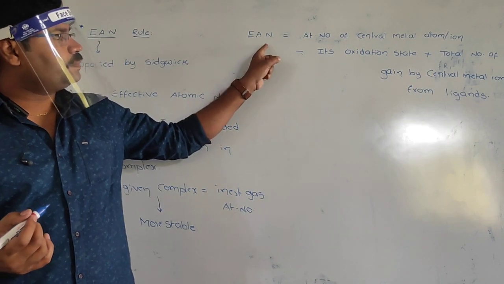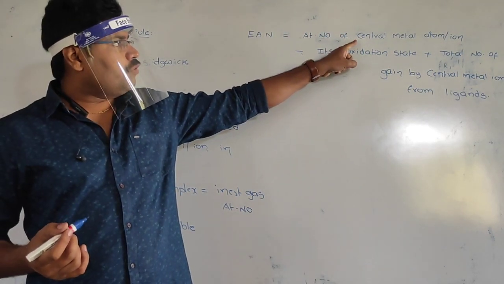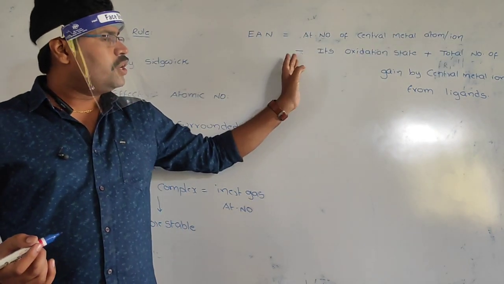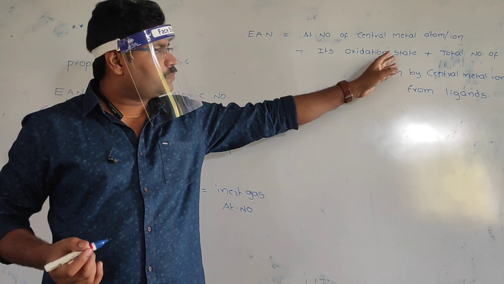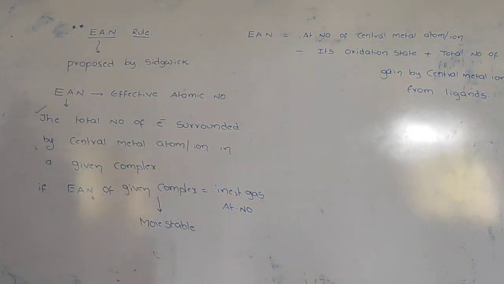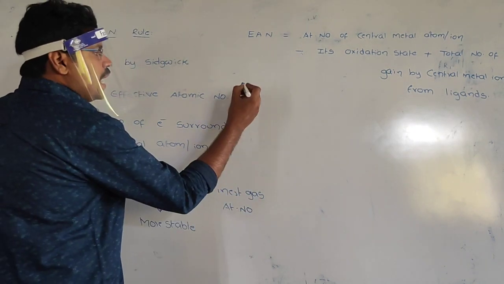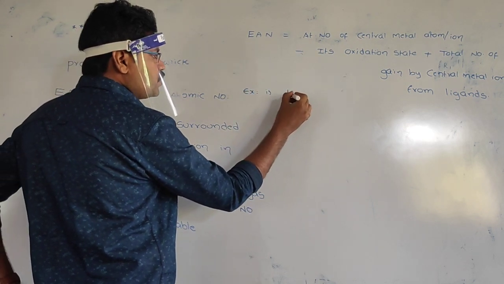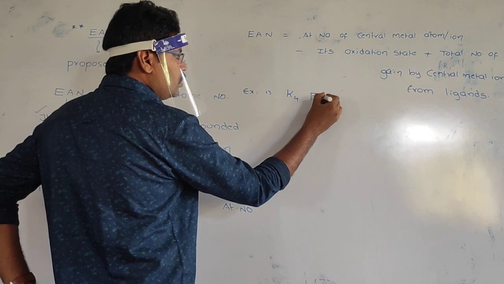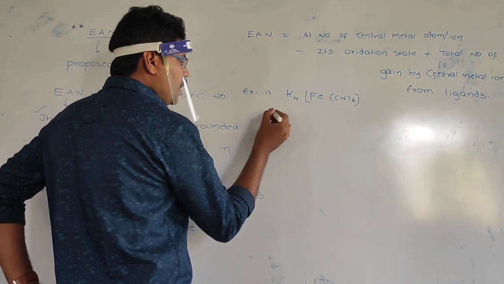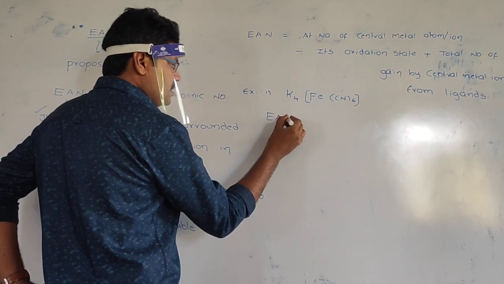Once again I repeat it. Atomic number of the central metal atom or ion, minus its oxidation state, plus the total number of electrons gained by the central metal ion from ligands. To calculate EAN, we choose our first complex, K4[Fe(CN)6]. Now we are ready to calculate its EAN.